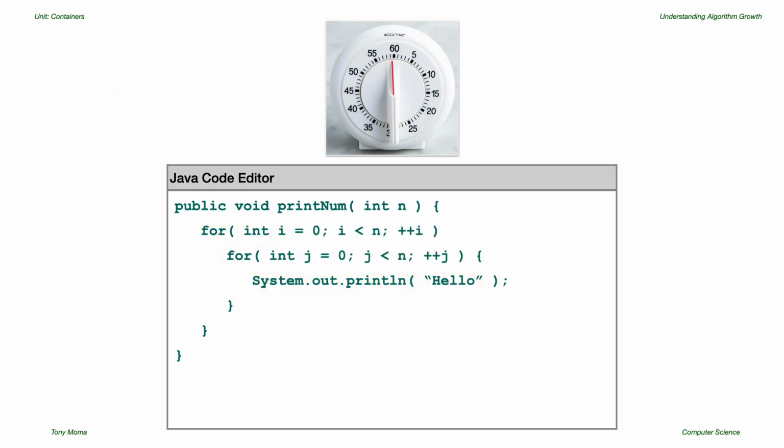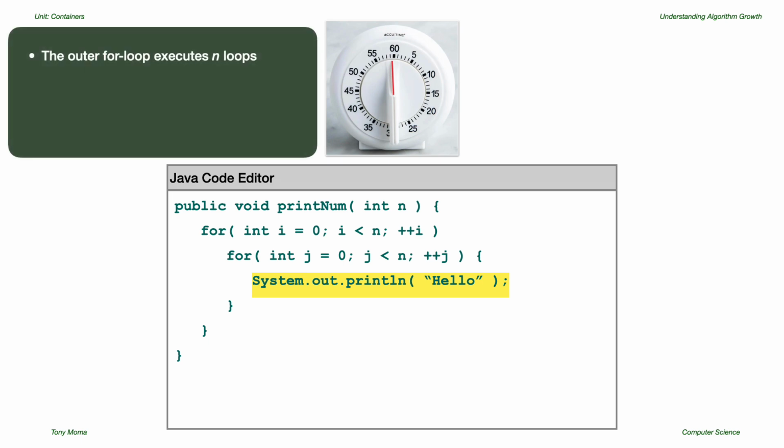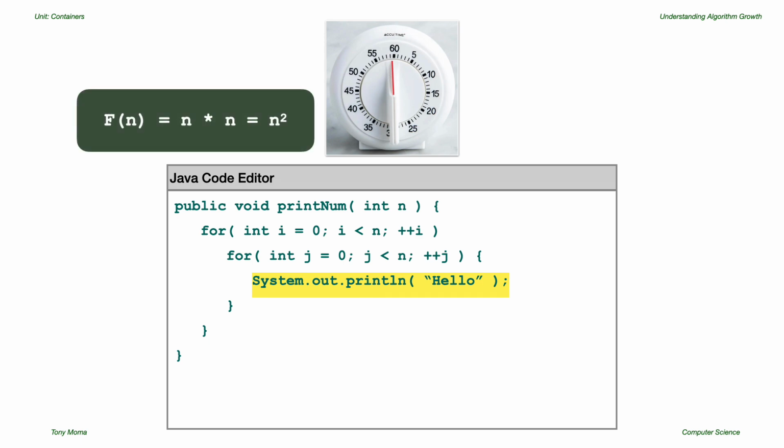Next example. Here we have a nested for loop and only 1 statement that we need to worry about counting. Looking at the outer loop header, we know the outer for loop will execute n loops, and the inner for loop will execute n loops as well. And both loops contain just 1 iterative statement, the same iterative statement. Thus, the number of times that 1 statement will be executed will be equal to the product of the number of outer loops times the number of inner loops, which is simply n times n, or n squared.